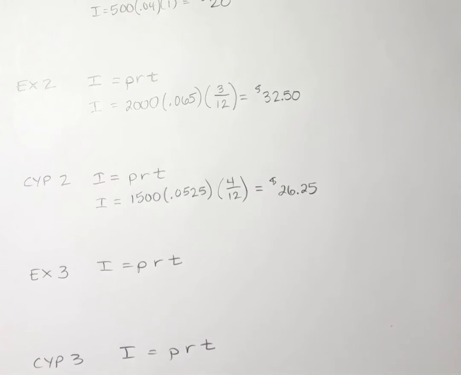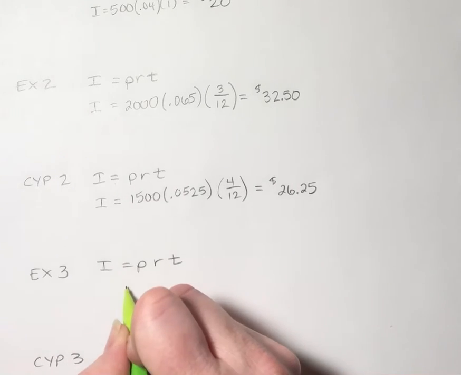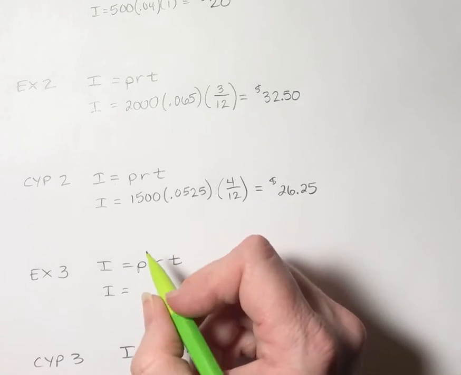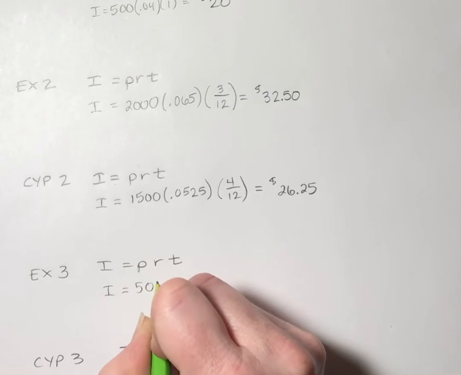Example 3. Calculate the simple interest due on a 2-month loan of $500 if the interest rate is 1.5% per month. Okay, now they change the wording again. So on this one, my principal is still going to be the amount of the loan, which is $500.